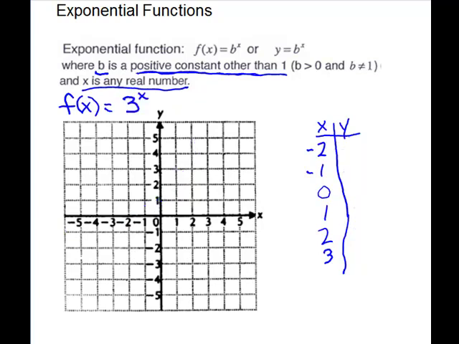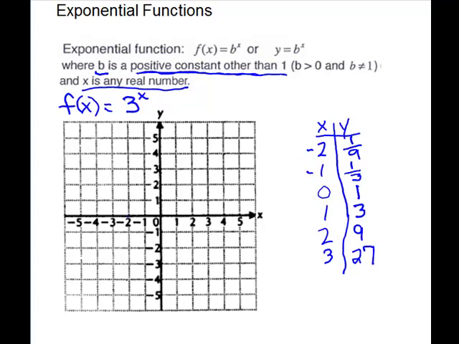Let's also have a look at the graph of 3 to the x. So we've changed the base. I'm going to use the same x values. So 3 to the negative 2 is going to be 1 over 3 squared, which will be 1/9. 3 to the negative 1 will be 1 over 3 to the positive 1, or 1/3. 3 to the 0 will be 1. 3 to the 1 will be 3. 3 to the second power will be 9. And 3 cubed will be 27, so that one's going to go way off our grid.